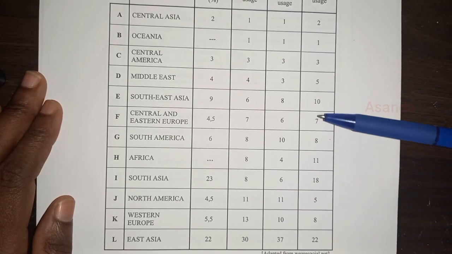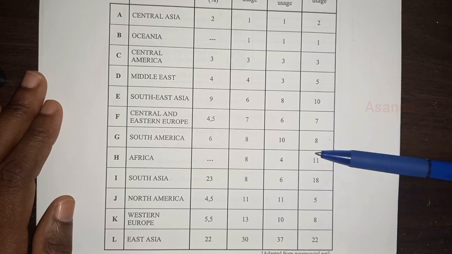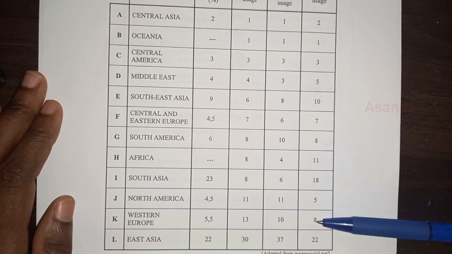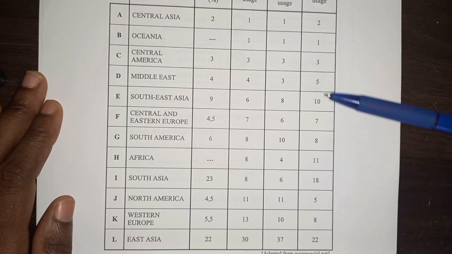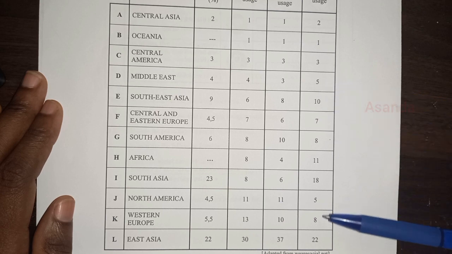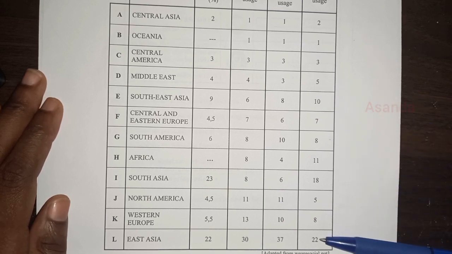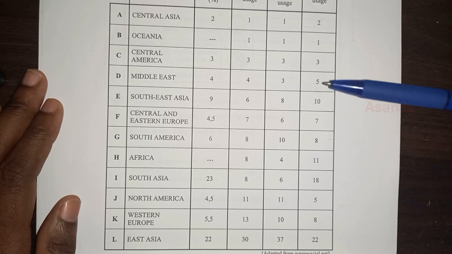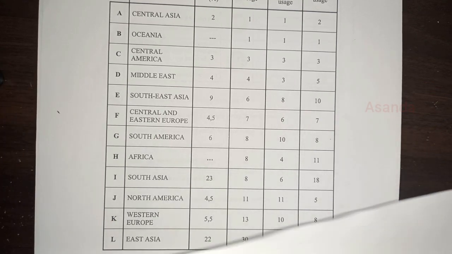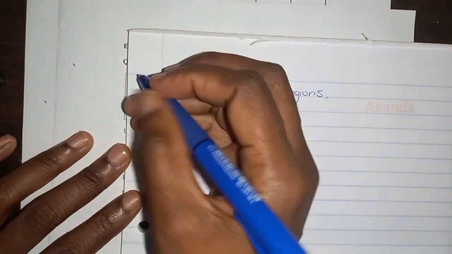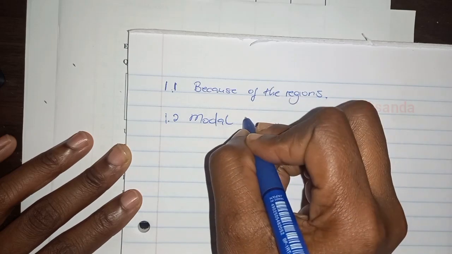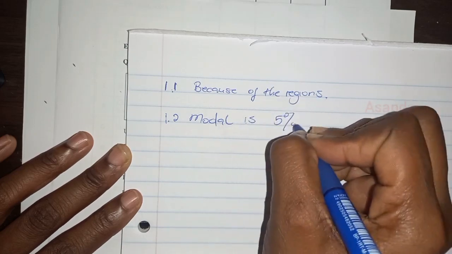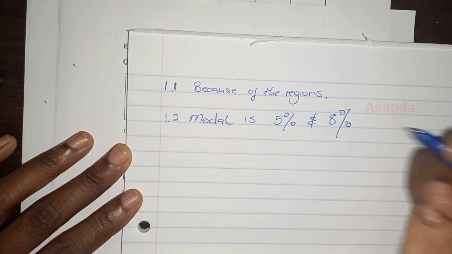10 appears once, 7 appears once, 8 appears twice, 11 appears once, 18 appears once, 22 appears once, 5 appears twice, as we said, and 8 appears twice. Therefore 8 and 5 appear the same number of times, and they are the most. So the modal is 5% and 8%.